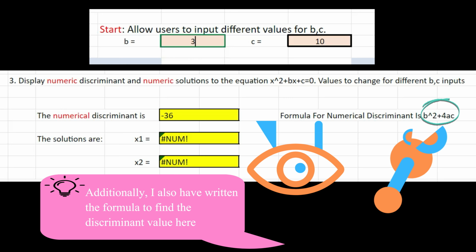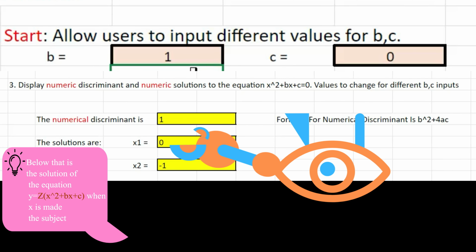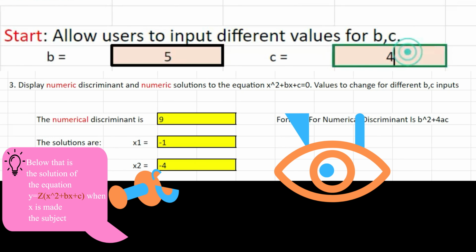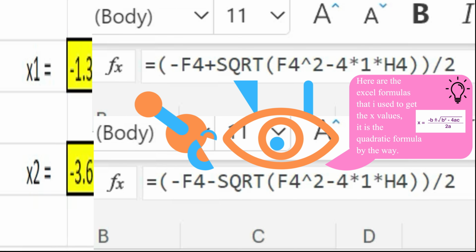Additionally, I have also written the formula to find the discriminant value here, and here is the Excel formula used. Below that is the solution of the equation y equals z when x is made the subject. Here are the Excel formulas that I used to get the x values. It is a quadratic formula, by the way.